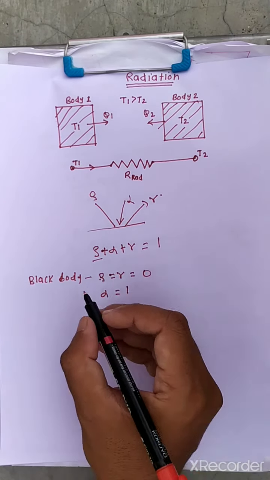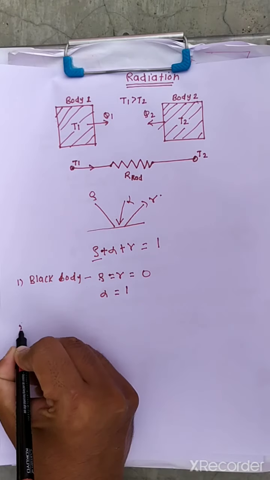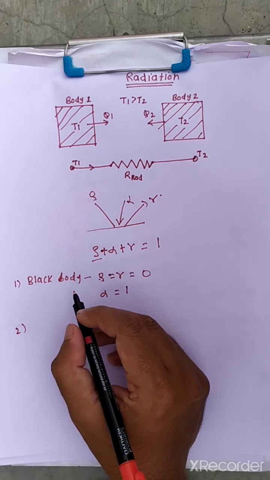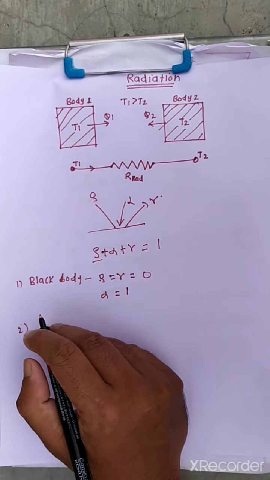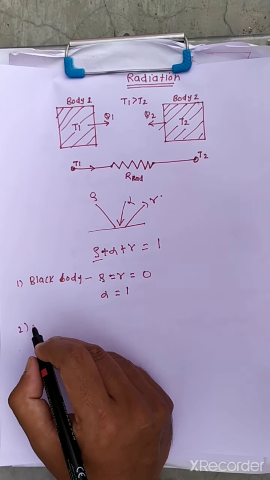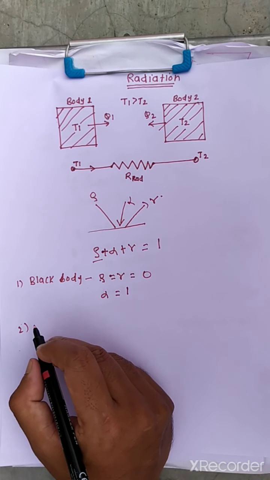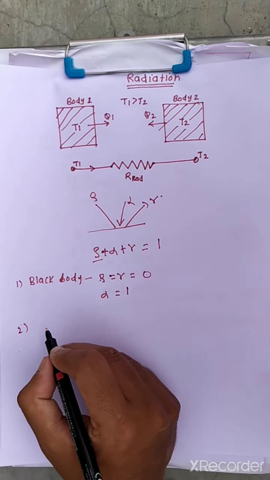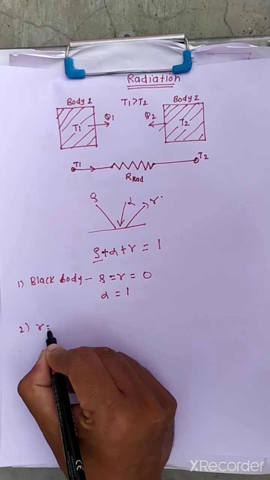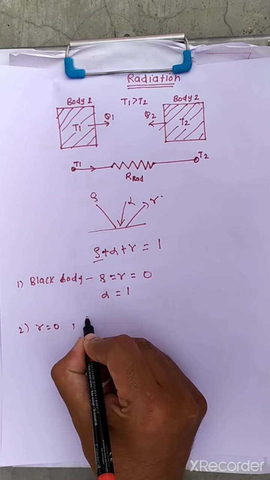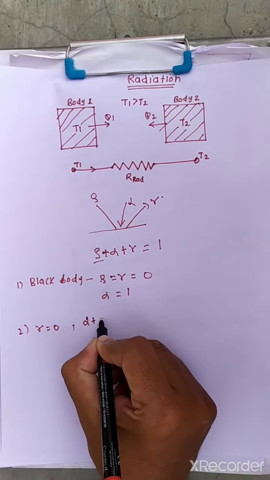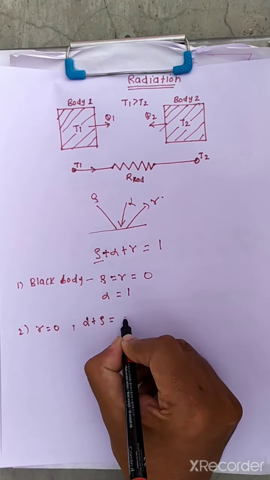Second are bodies which are usually solids, where the radiant energy falling on them is either absorbed or reflected. So in this case, in a solid body, gamma is equal to 0 and absorptivity alpha plus reflectivity rho is equal to 1.